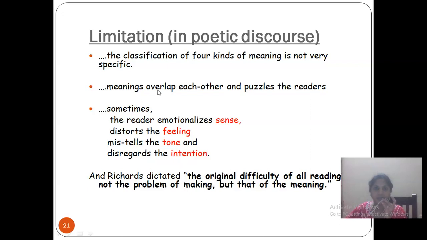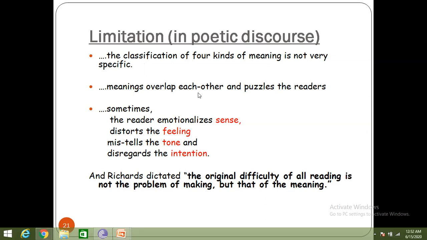Yeah, we'll continue. So here he talks about the limitations. Though he has given us the four functions or the four kinds of meaning, it is not clear. He himself says that they are not very specific or very particular. The reason is that the meanings, as we have seen in the previous slide, most of the time overlap each other and puzzle the readers.